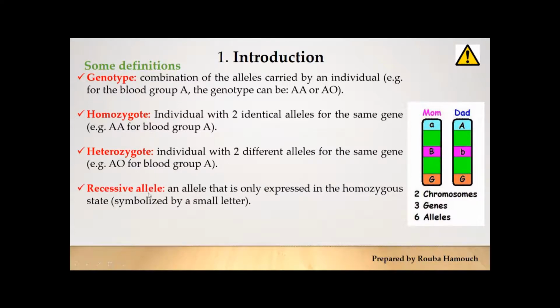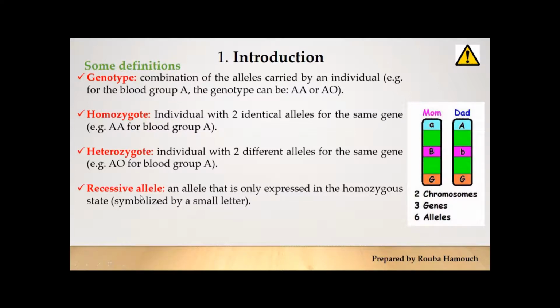Now, what is a recessive allele? A recessive allele is an allele that is only expressed in the homozygous state. For example, allele O in the blood group is a recessive allele. Once found with allele A or allele B, it cannot be expressed. We only have the expression of allele A and we obtain group A. For allele O to be expressed, it must be present in two identical copies, OO, in order to obtain the blood group O. We will explain this later in the following slides.